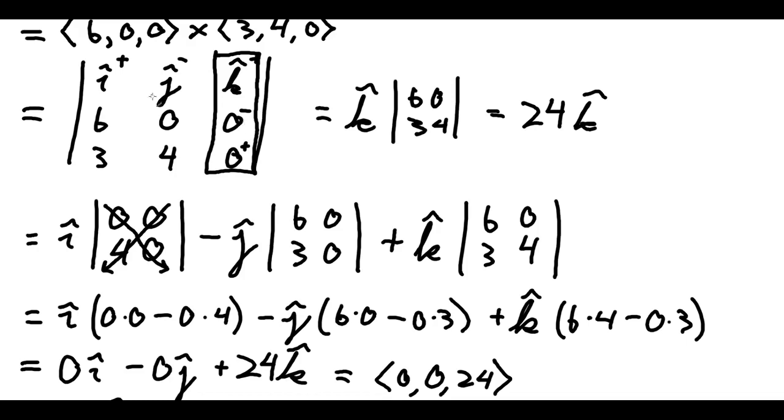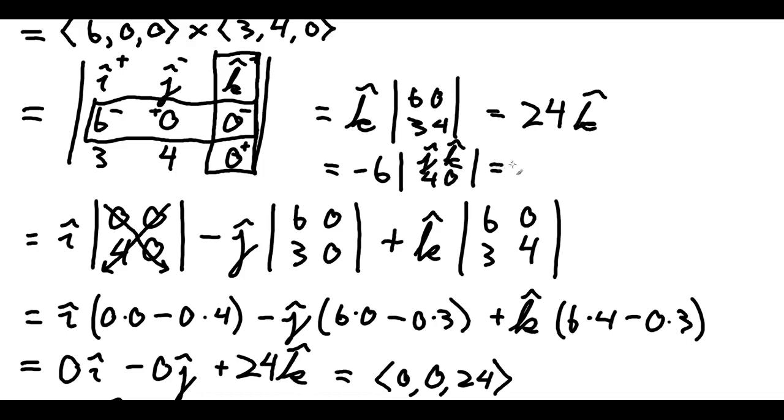They still work. You could even expand about this second row, because that also has 2 zeros. But you have to remember the appropriate patterns, right? If this is plus, that's minus, plus, minus. So this would give you a -6 times this business with, let's see here, jk40. So we have -6 times j times 0 is the 0 vector, and then minus 4 times k. So we have -6 times -4 is a positive 24. We still get the 24k. But this is a little bit stranger.